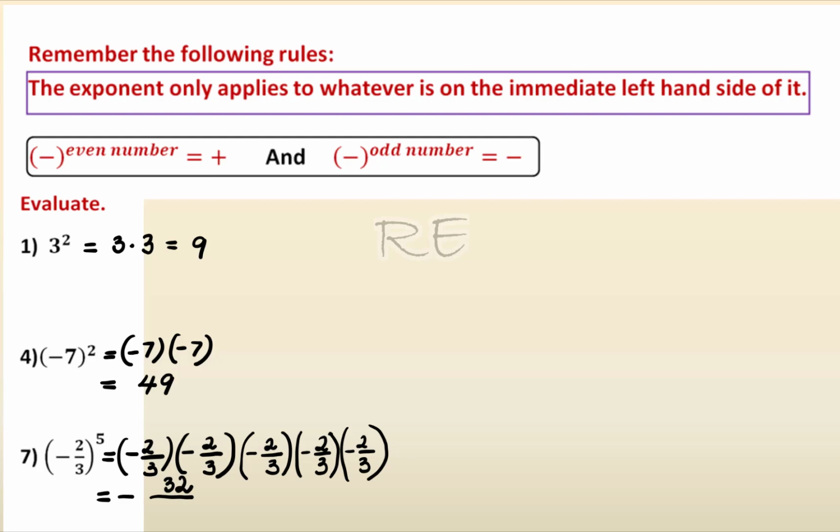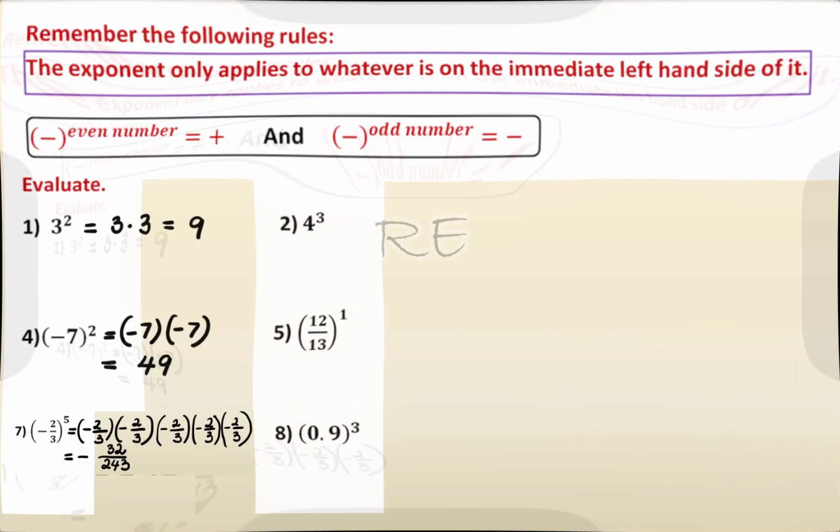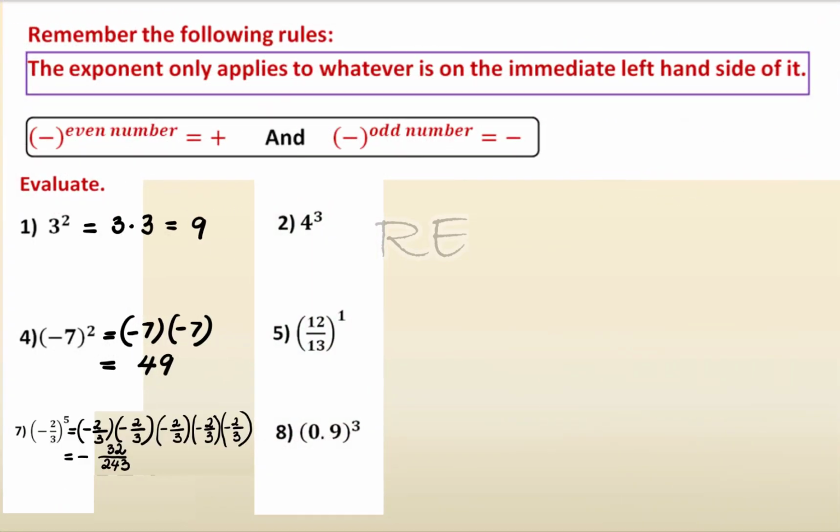3 times 3 times 3, 5 times, will be 243. 9 times 9, 81 times 3, 243. 4 to the third is 4 times 4 times 4. So it's 16 times 4, which is 64.